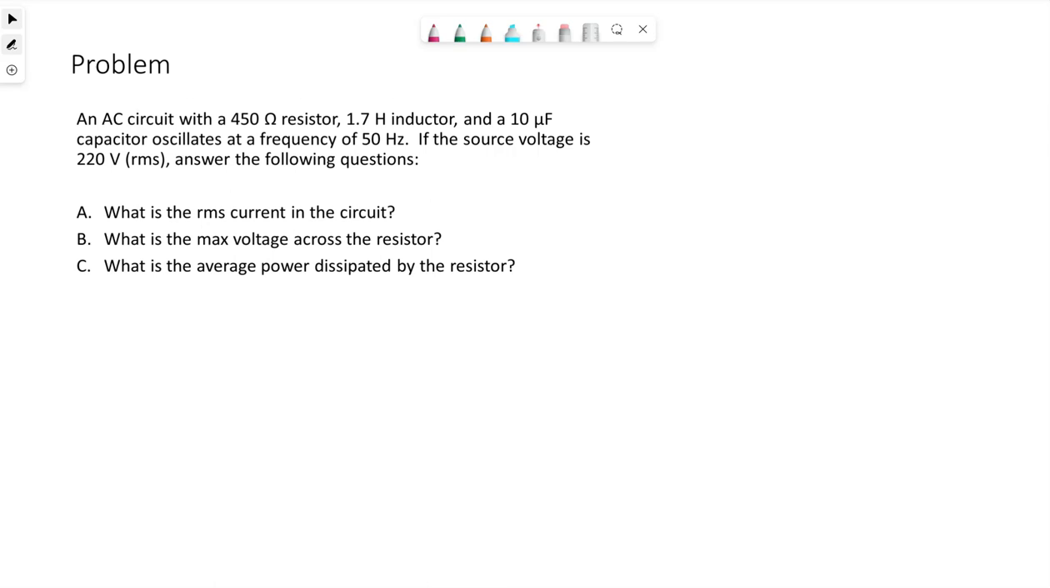What is the RMS current in the circuit? What is the max voltage across the resistor? What is the average power dissipated by the resistor?